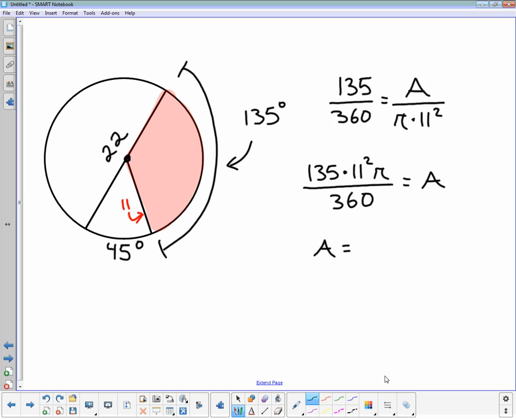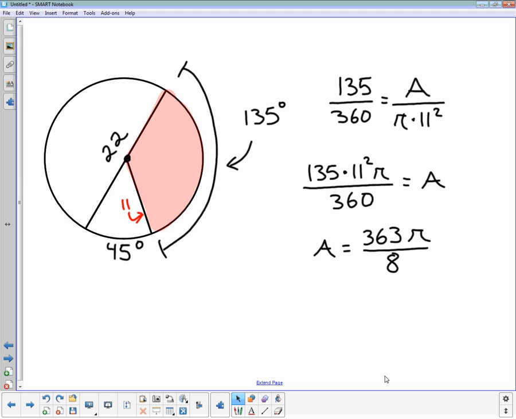363 over 4? Over 8, yeah. You go to the calculator, do 135 times 11 squared, divided by 360, math enter, enter. Okay? Let the calculator do the work for you. We're used to it. All right, how do we feel about sector area? When the instructions tell you to, when the instructions tell you how they want their answer to be written.